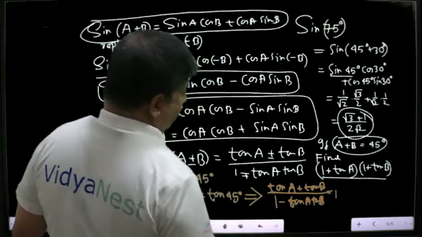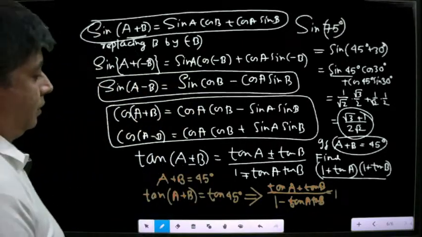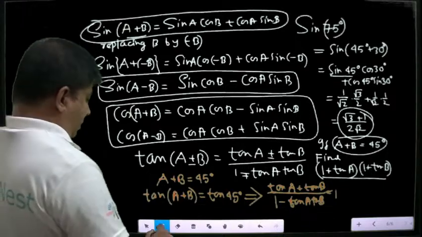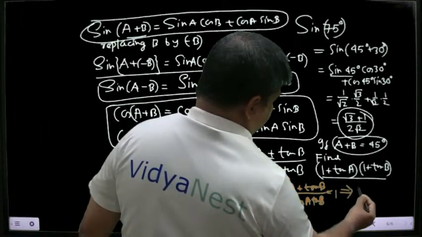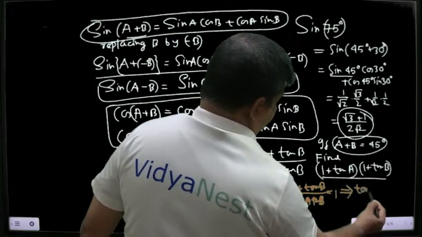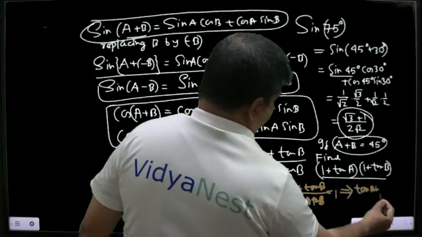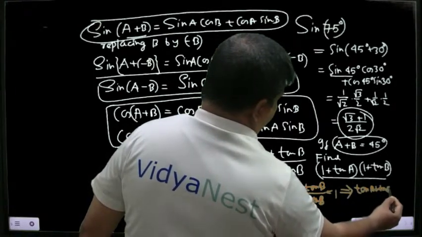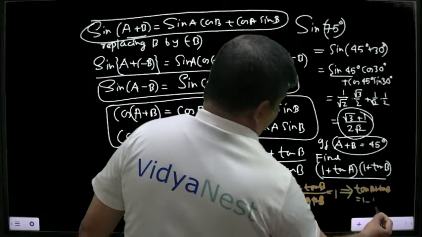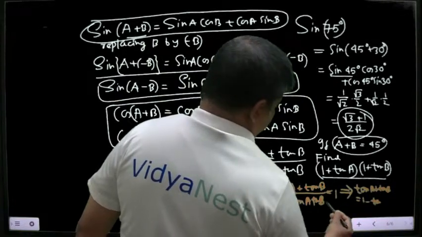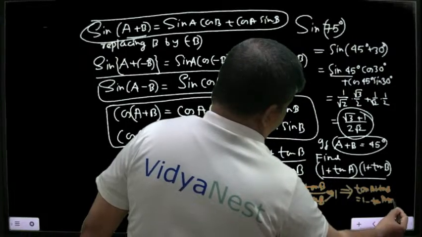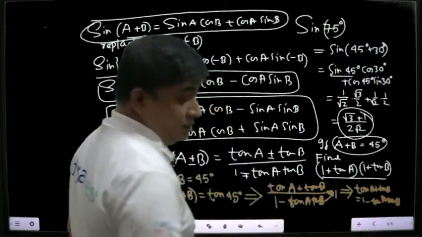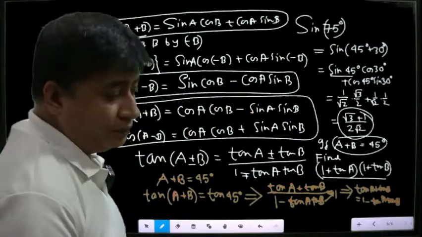And tan 45 is 1. Now, you cross multiply. Tan A plus tan B is equal to 1 minus tan A tan B, this will be cross multiplied. Okay.